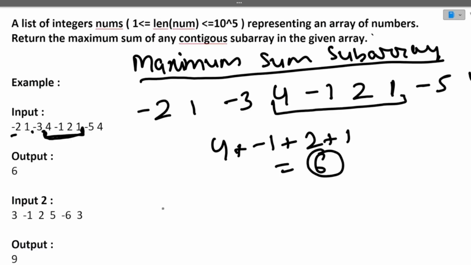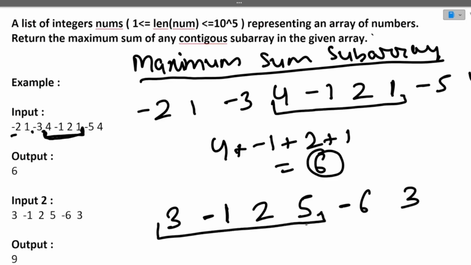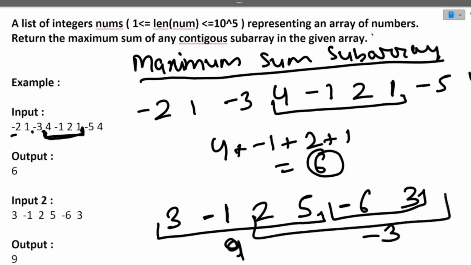If you see the next input, that is 3, -1, 2, 5, -6 and 3. In this case, if you look closely, this is the subarray that has the maximum sum. So the maximum sum is 9. If you calculate this, you will find 9. Because if you take this subarray, it has -3 as the sum, and this subarray is 7 minus 6, 1, 3, so 4. If you find all the subarray sums, you will find 9 being the maximum sum.